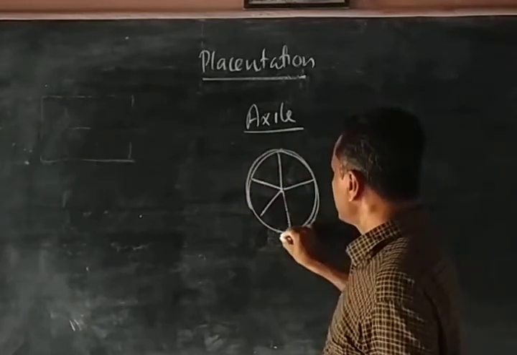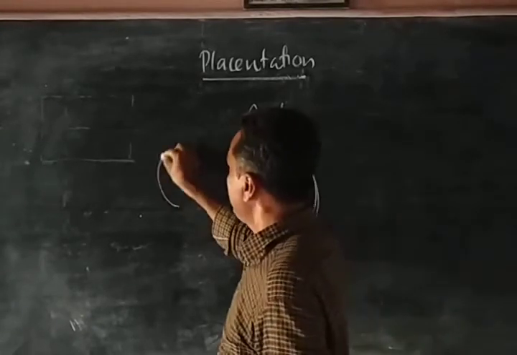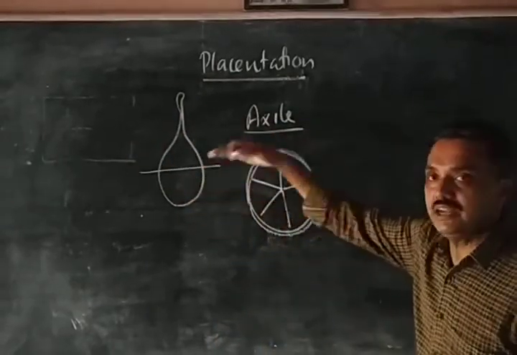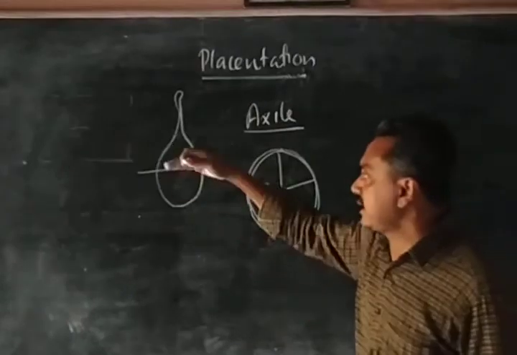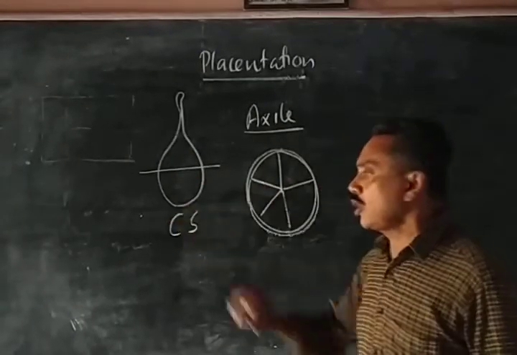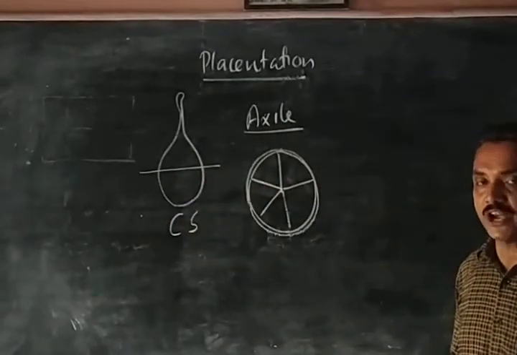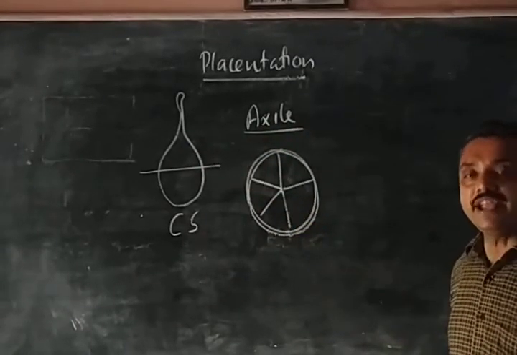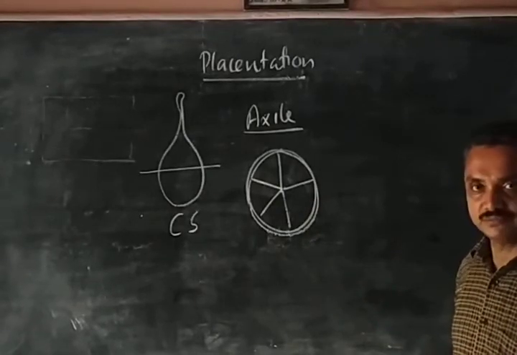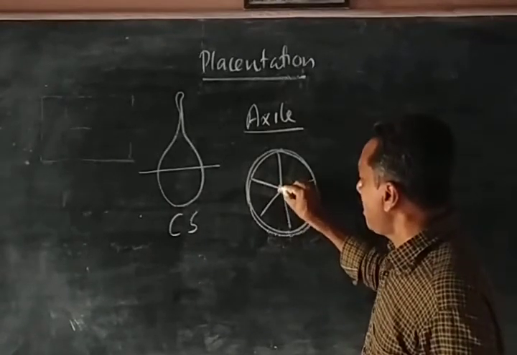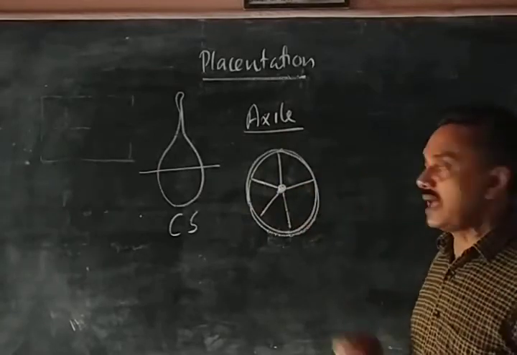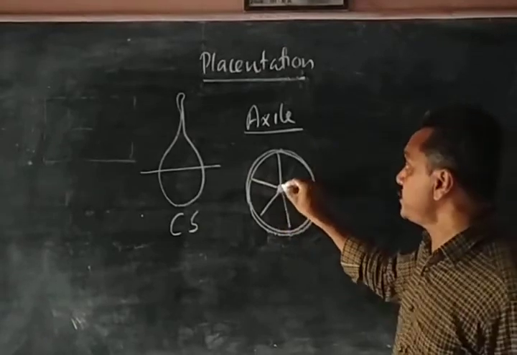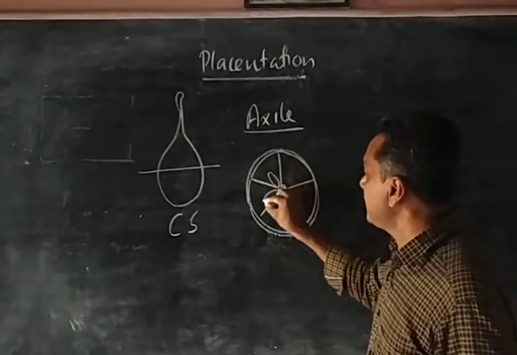This is the cross section of the ovary. We are cutting this gynoecium like this. If we cut like this, it is called cross section, CS. We will get it like that. Take a hibiscus flower and cut like this. Here you can see the placenta. Placenta is seen on the axis of the ovary. Such a placentation is called axile, and here ovules can be seen like this.